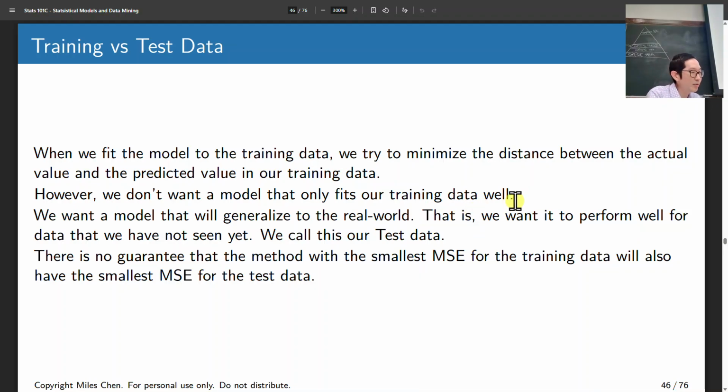But we don't want to minimize only the error in our training data. We really want it to generalize to unseen data. We want it to generalize to data from the real world. Okay, and so we would say that's our test data. And if you have a big set of data, you often want to split it between your training set and your test set, so you can evaluate how well it performs on unseen things. Okay.